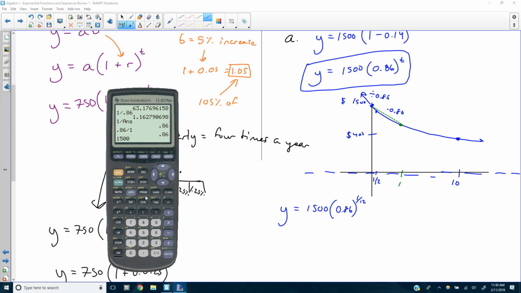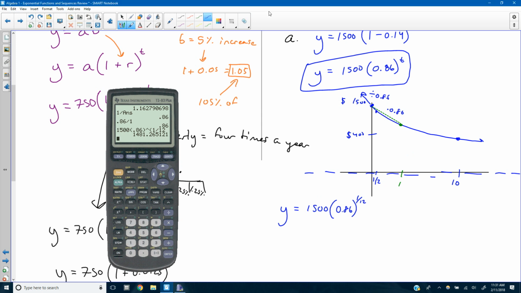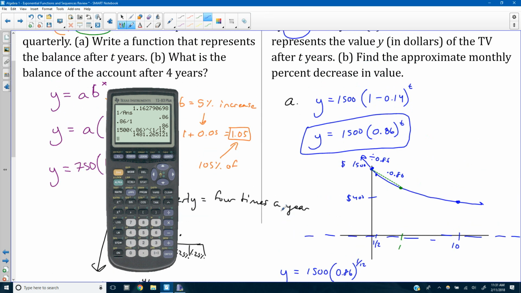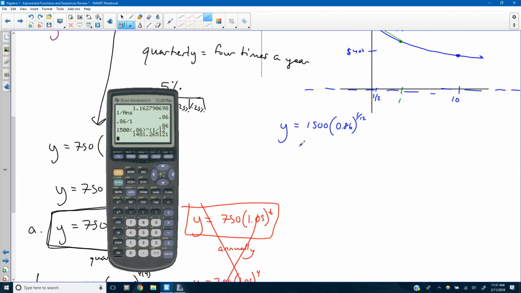So we'll do 1500 times 0.86 to the 1/12 power. Now remember, 1/12 has to be in parentheses for this to work the way you want it to. 1/12 power, and I get about $1,481, and this is where stuff gets a little shaky as well.